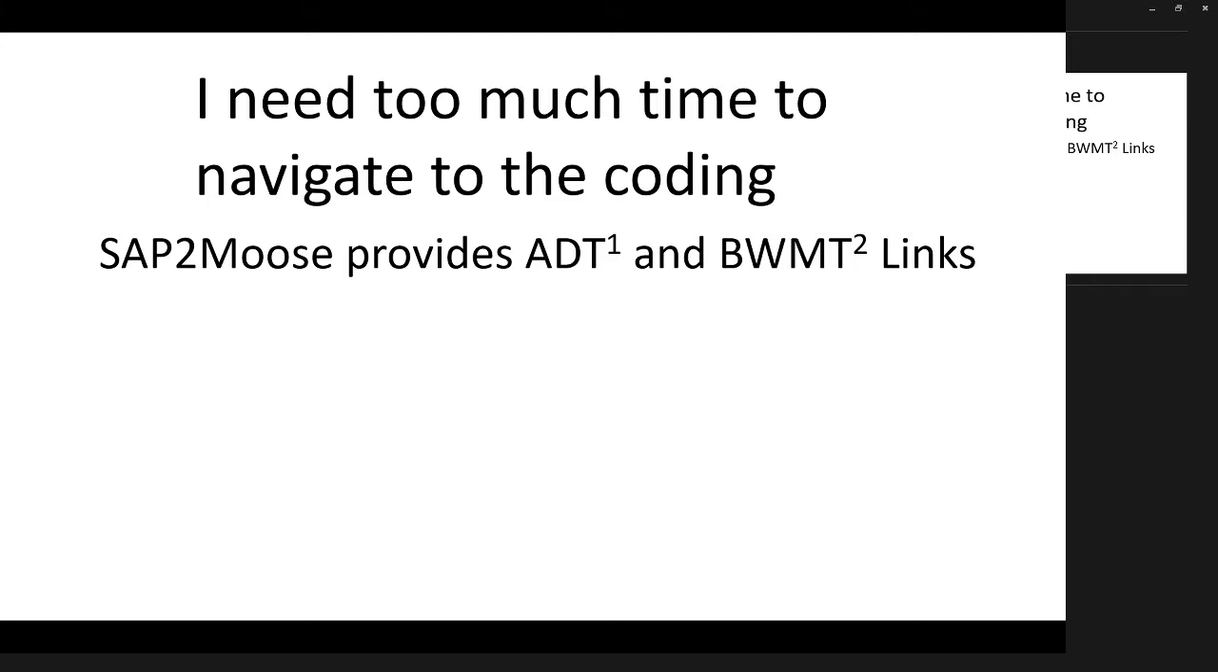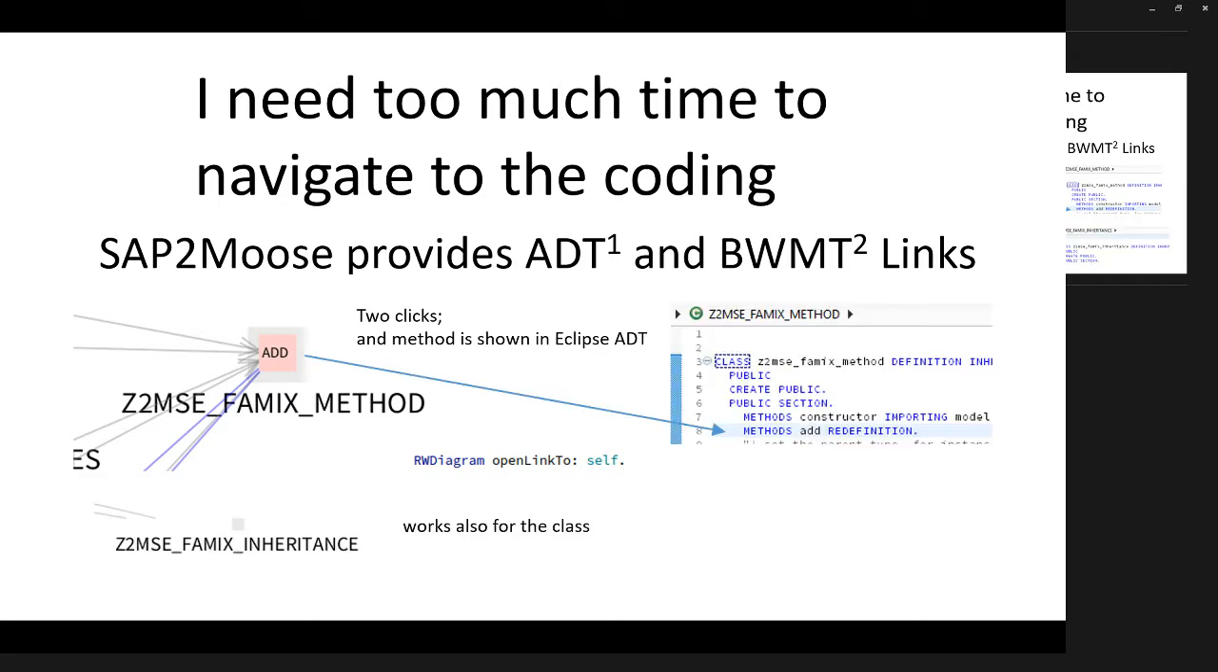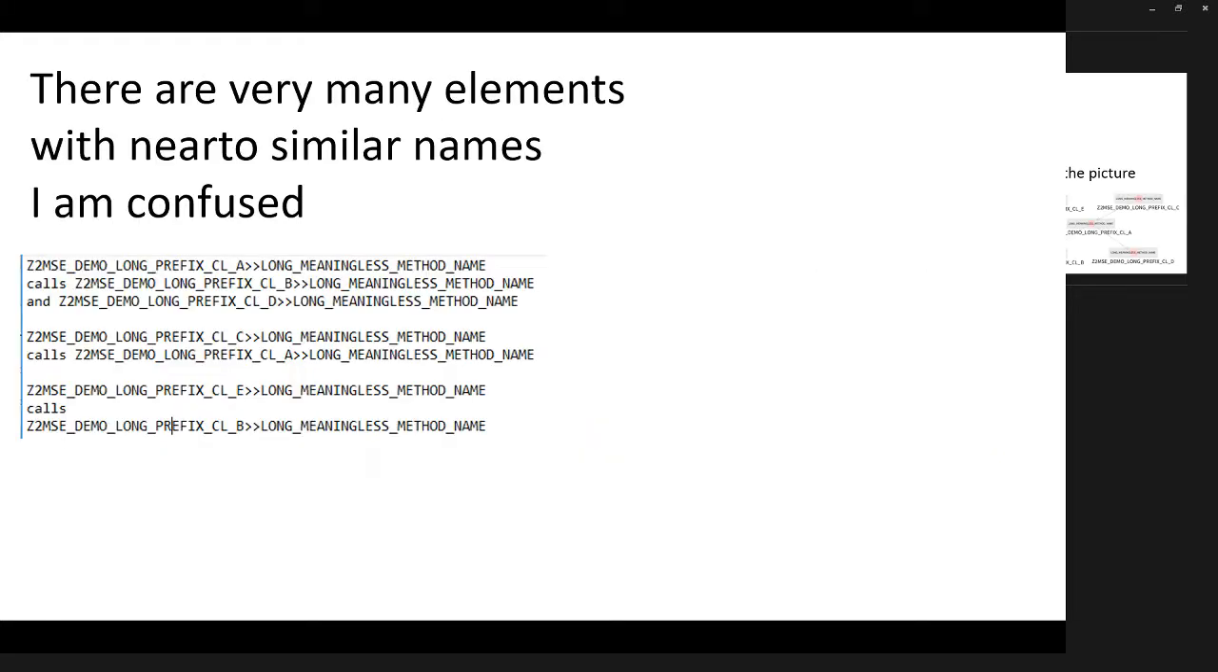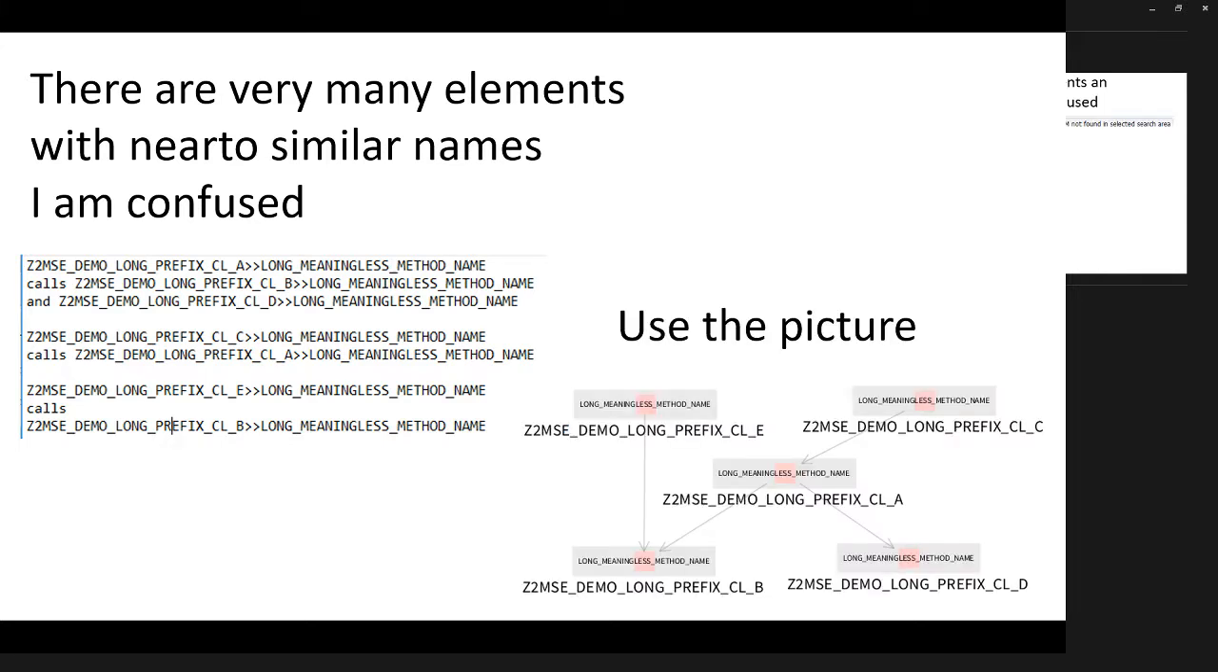I need too much time to navigate to the coding. Linking to Eclipse, I hesitated a long time to do this. When I did this, I was really surprised, and it's the only way I'm navigating currently. It is so beautiful to do this. I have too many elements. I'm confused. Okay, to me, a picture is the easier way to understand. Both is the same, but this is easier to work with.